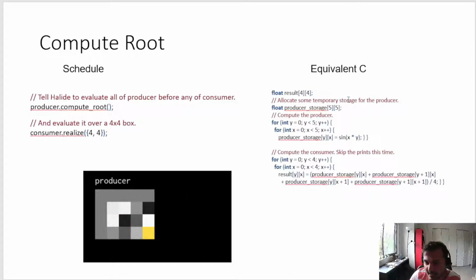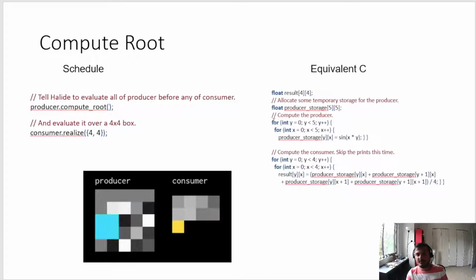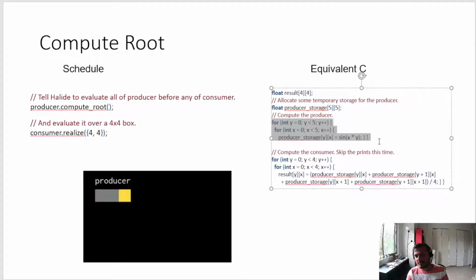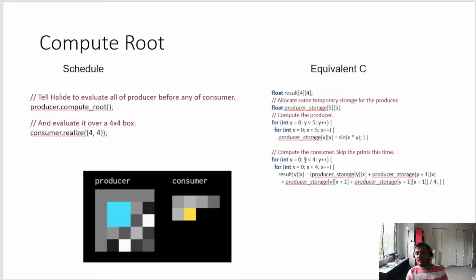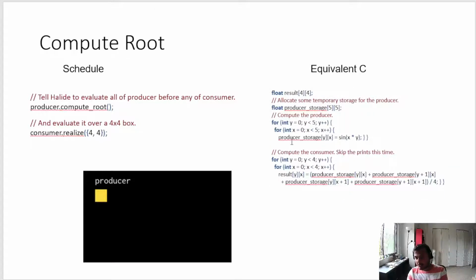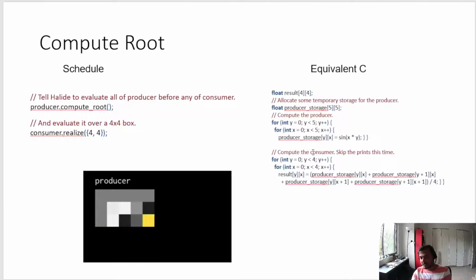It's sequential. Two for loops: first we compute the producer, and then another two for loops where we use the results of the producer, which is called the produce stage, and then use it in the consumer.